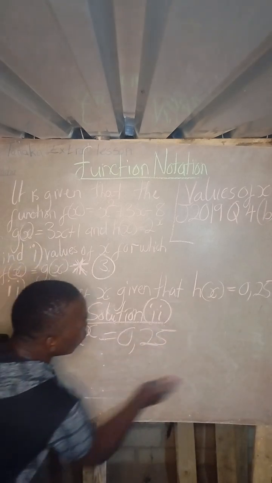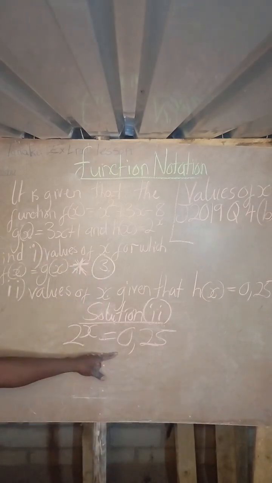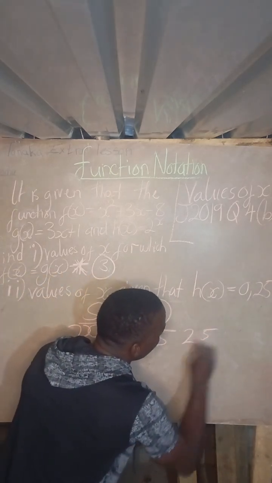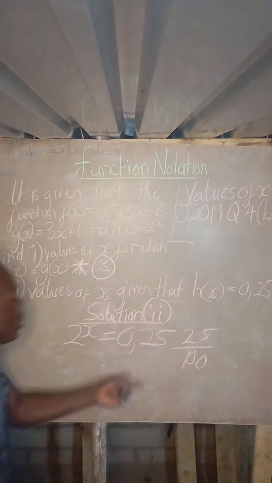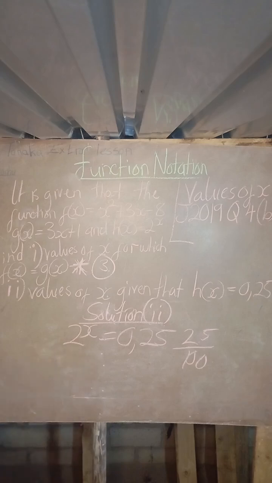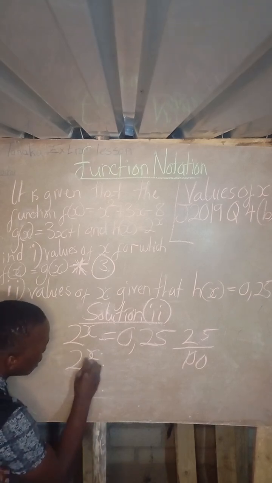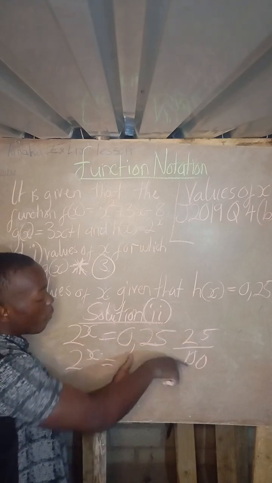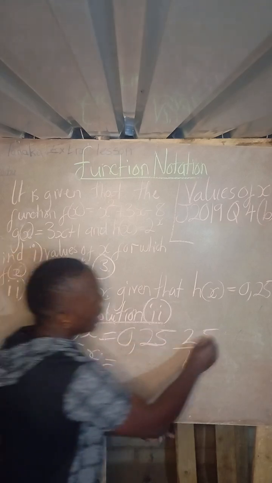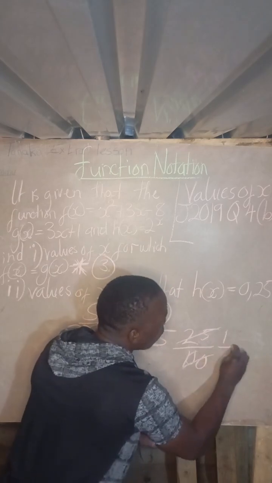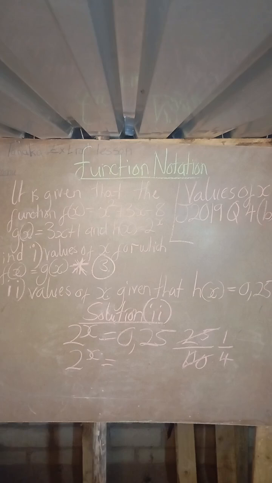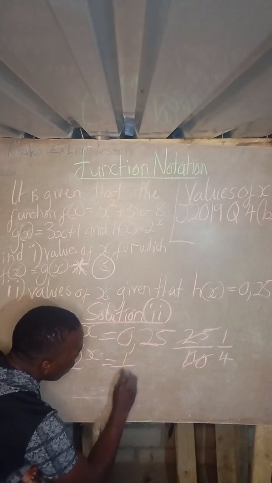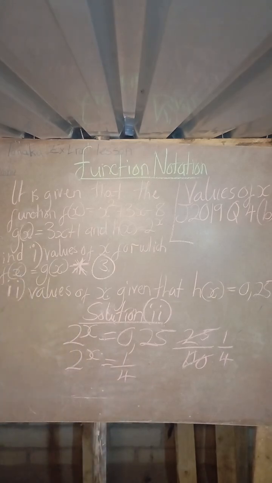Now 0.25 atanga akamboita sei? 0.25 uyu atanga adividwa na 100 kuti azosvike kunoita 0.25. Now takuti 2 to the power of x equal to what? Taka reduce 25 over 100 kuti azoite 0.25. Taka reduce iyi tinowana 1 over 4, 25 achipinda muna 100 ka 4. Saka 2 to the power of x is equal to 1 over 4.